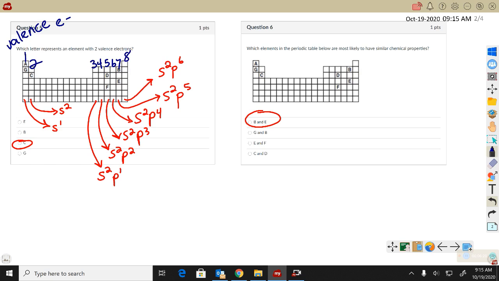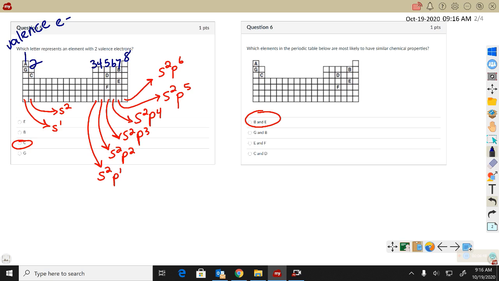Most of the noble gases will end something s2, something p6. All the orbitals are full, and that's why the noble gases are non-reactive. Full orbitals is really stable, so they don't need to react with anyone to try to fill their outer orbitals. They're already full.